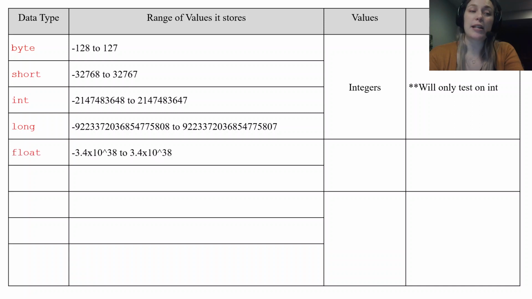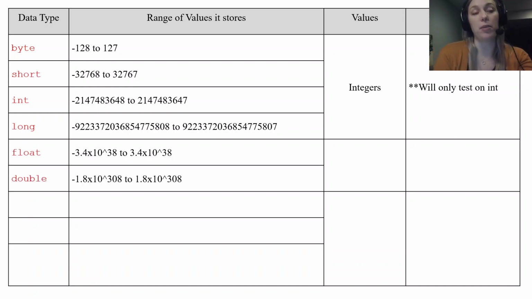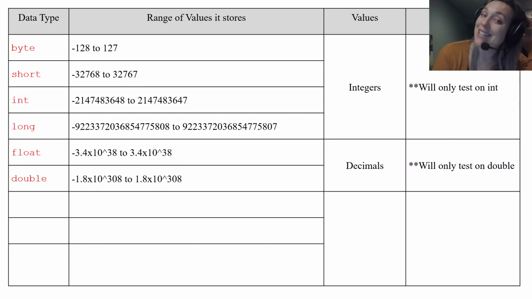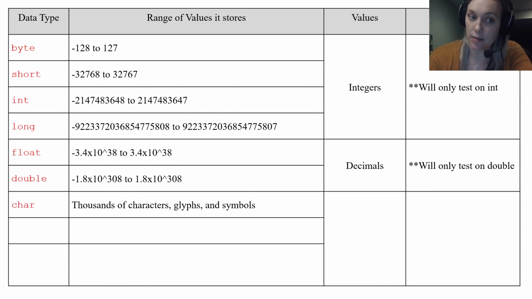The next 2 data types are called float and double. Again, both lowercase. Those 2 data types are going to store decimal values. And you see float is going to have less of a range than the double data type, which has more of a range. And the AP exam will only test on double. But you might see float if you ever look online at stuff, so I wanted to bring it up, but we're only going to focus on doubles to hold decimals.